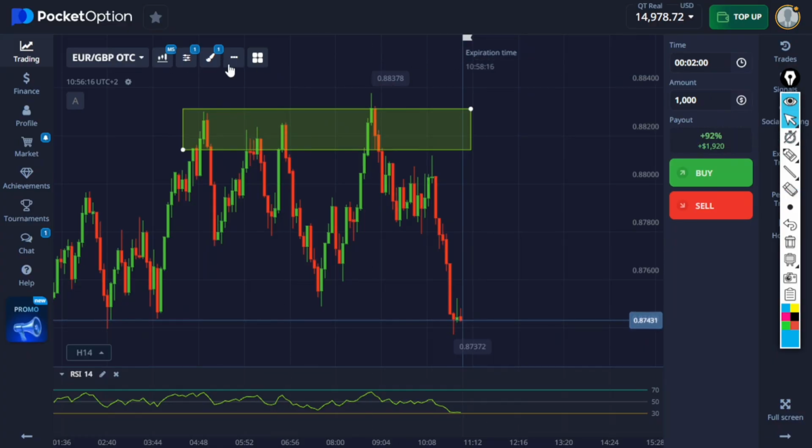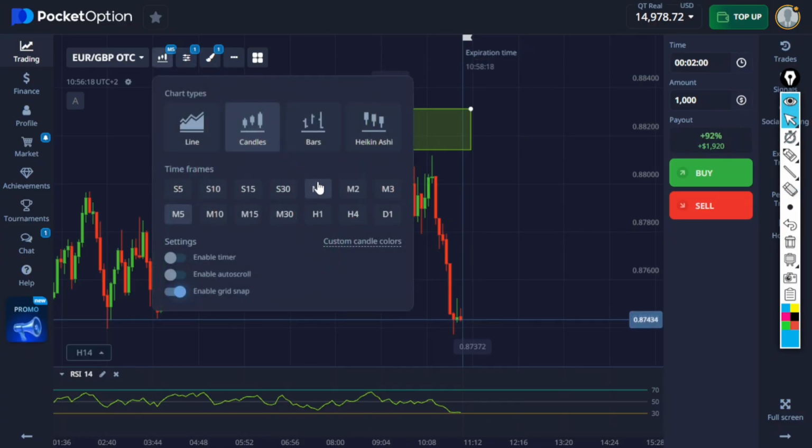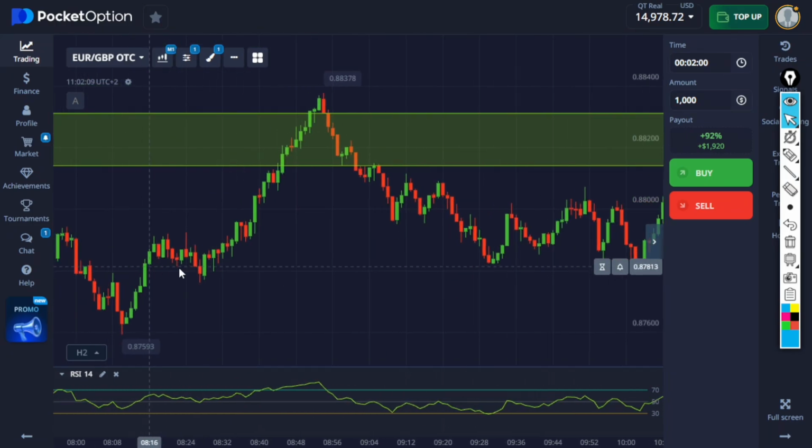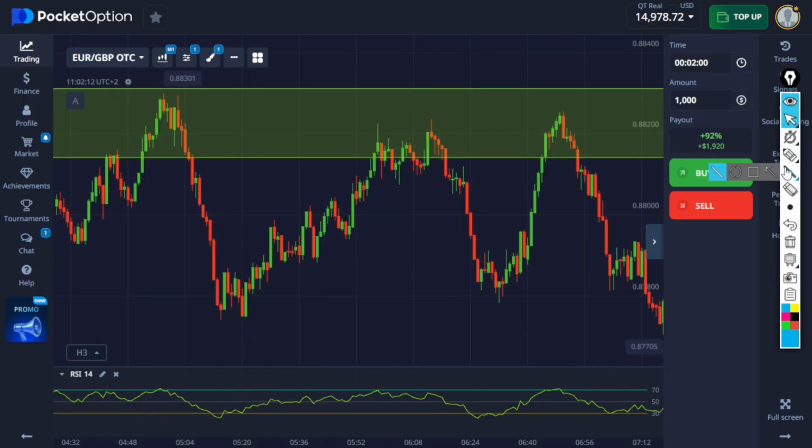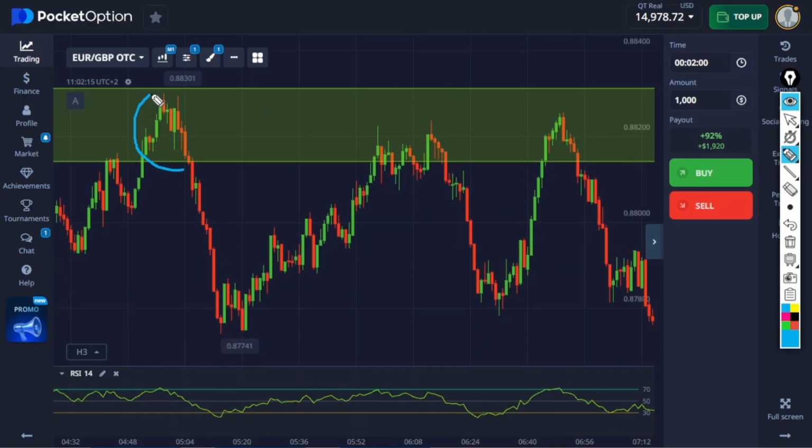So what I'm going to do now is jump over to the 1-minute time frame to see what sort of trading opportunities we can identify. Okay, so we've just switched over to the 1-minute time frame, and here we have our resistance zone. This was the first rejection, second rejection, and here we have the third rejection.